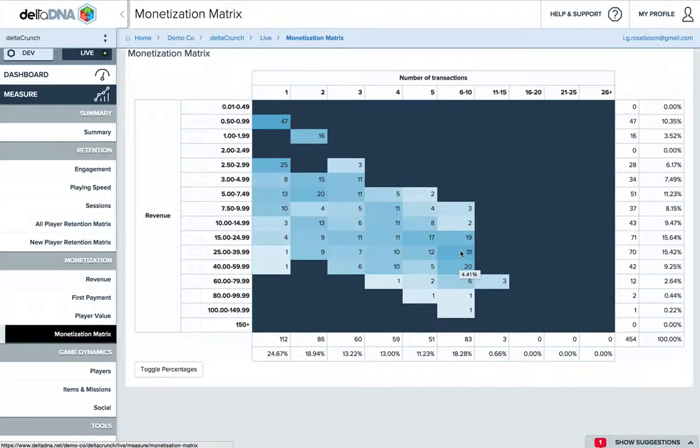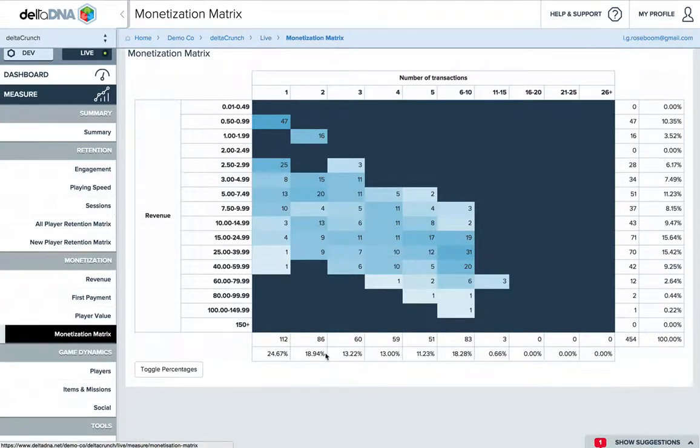So say we take this cell of 31. What we're seeing is that these 31 players did between 6 and 10 transactions, and they've spent in total between $25 and $30 and $40. So the idea here is you can see how many transactions you need to plan for to get to a certain amount of revenue, or basically a certain amount of ARPU, right? An average revenue per paying user. It's clear that if you just have one transaction, it's very hard to generate a lot of revenue. So it's nice to know how many transactions you need to get to a reasonable amount of spend from spending players. And that's the idea behind this matrix.